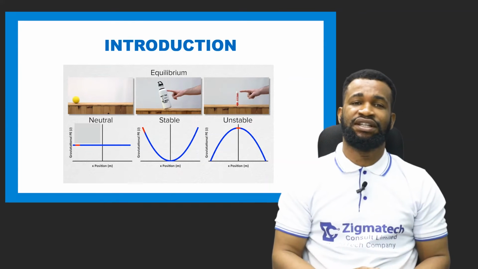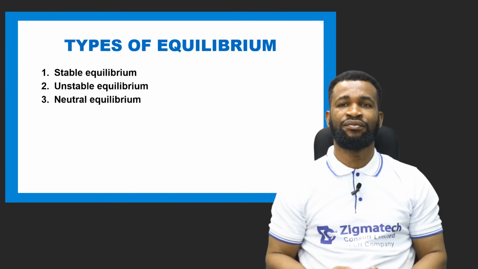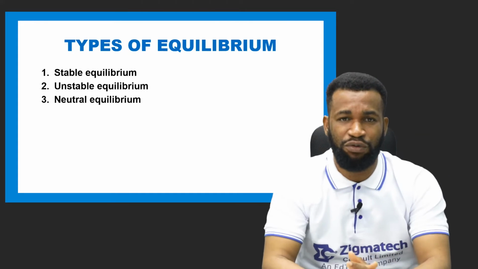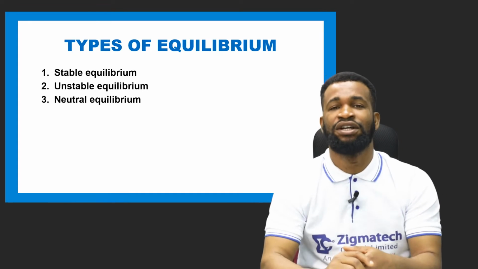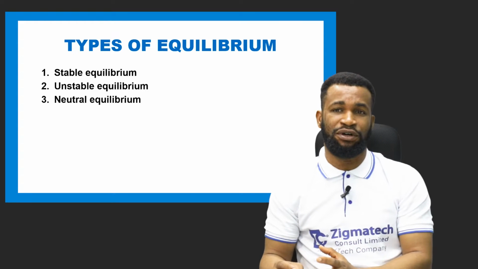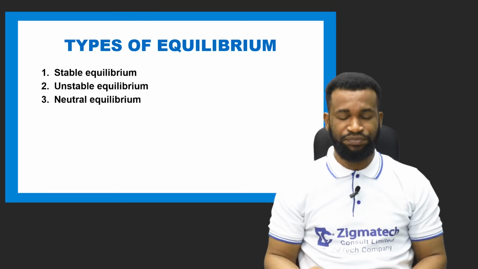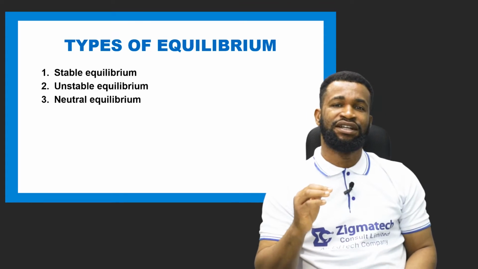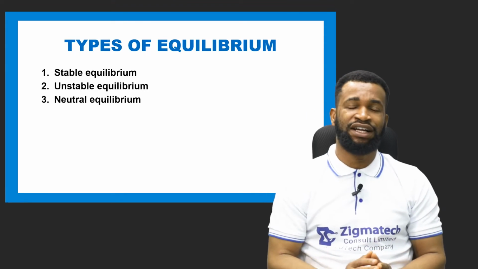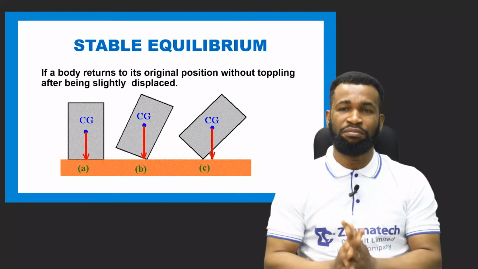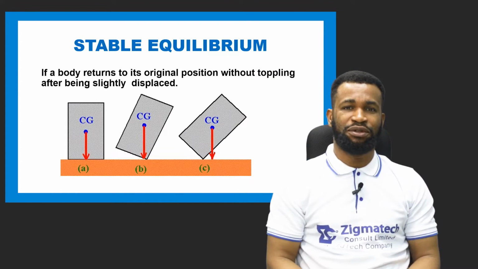Now, the types of equilibrium, just like you watched in the previous slide, we have stable equilibrium, unstable equilibrium, and neutral equilibrium. What makes these equilibria what they are is what we are going to be looking at. Number one is stable equilibrium.